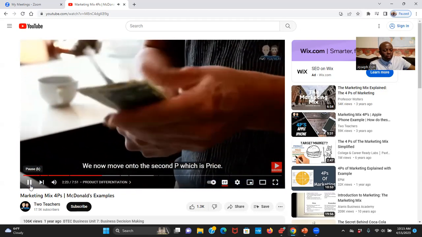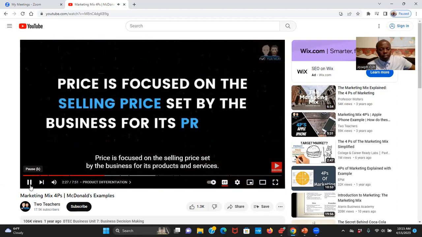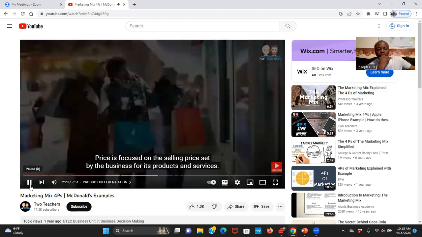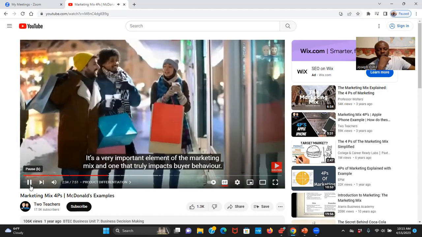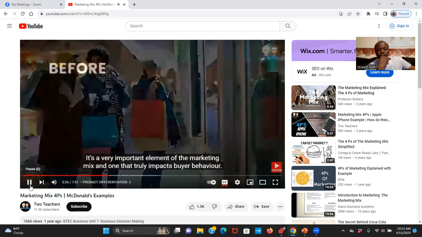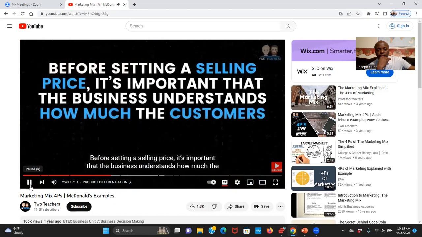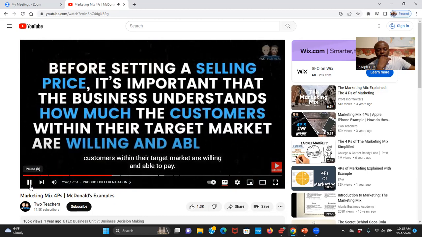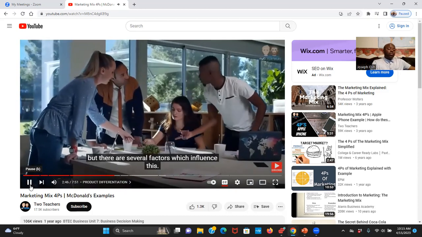We now move on to the second P, which is price. Price is focused on the selling price set by the business for its products and services. It's a very important element of the marketing mix and one that truly impacts buyer behaviour. Before setting a selling price, it's important that the business understands how much the customers within their target market are willing and able to pay. But there are several factors which influence this.